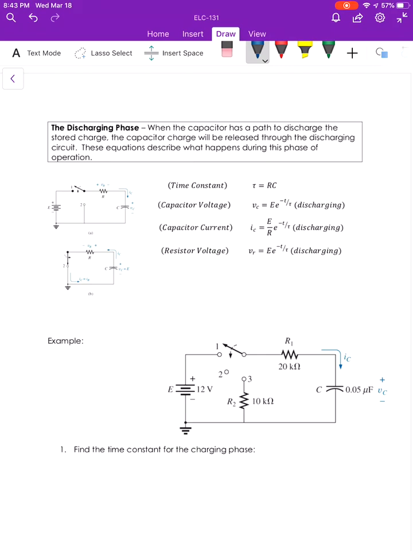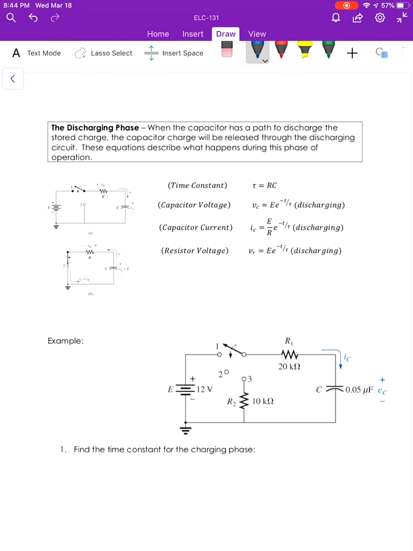But we're going to assume in this case that we're going to fully charge the capacitor and then fully discharge it at the end. So the discharging phase is when we remove our voltage source from the circuit, so our voltage source out here. When we remove that voltage source from the circuit, and when we give the capacitor a path, it can discharge whatever charge is stored on those plates, and it then in turn acts a little bit like a voltage source itself.